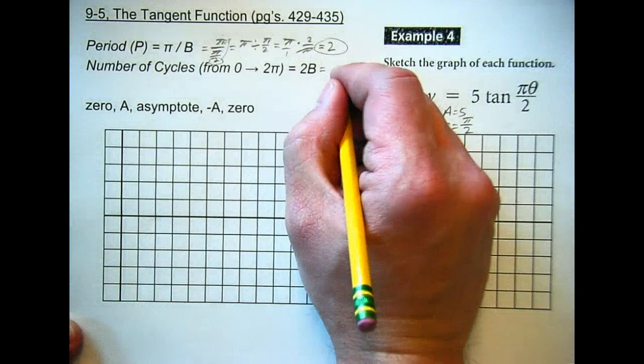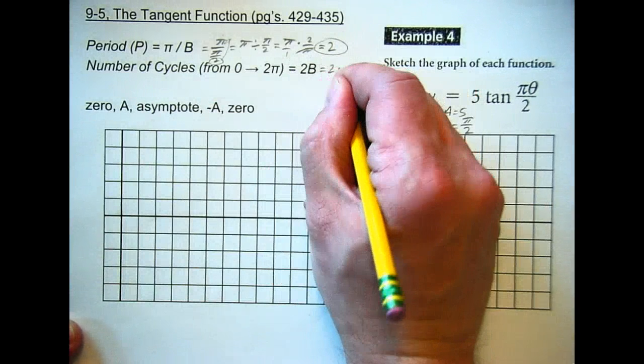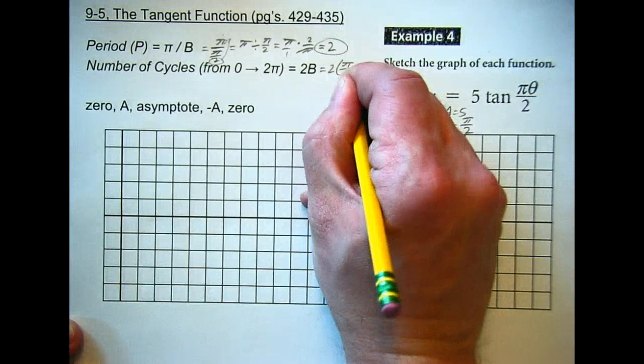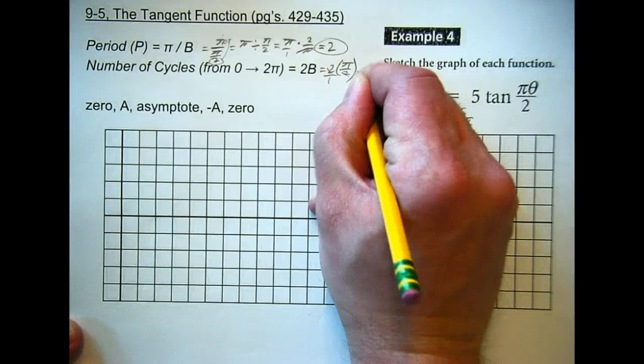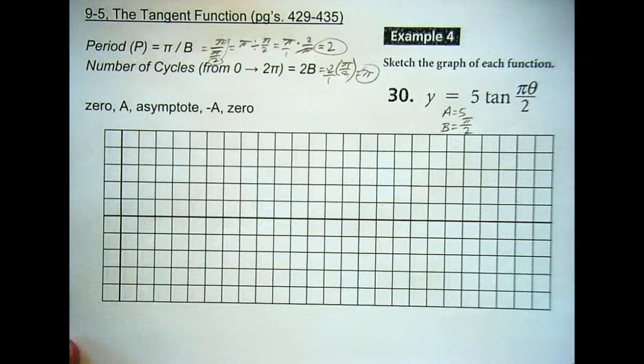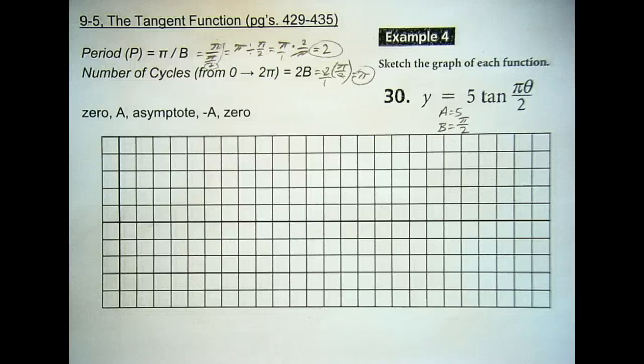Number of cycles is 2 times pi over 2, which in this case is pi. All right? Very good. So go ahead and graph it.